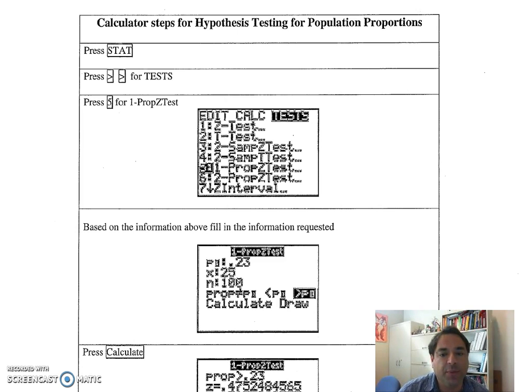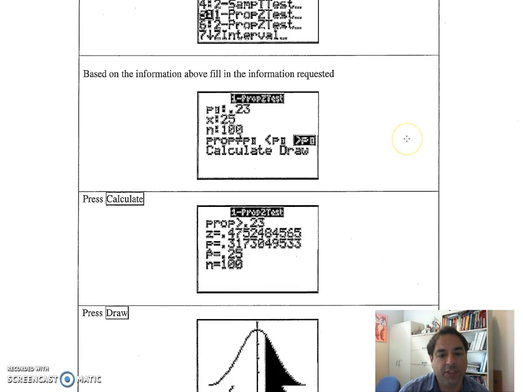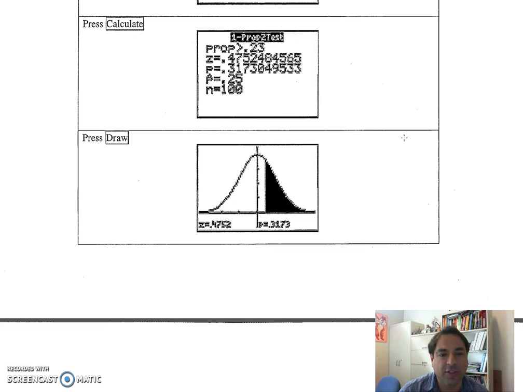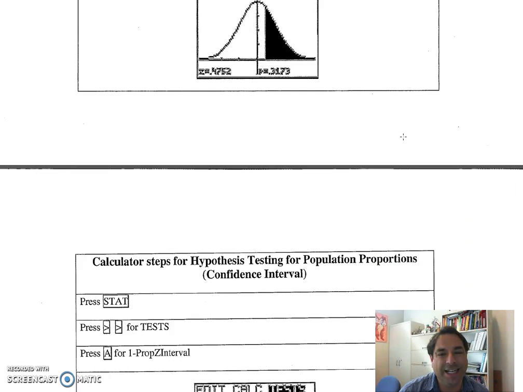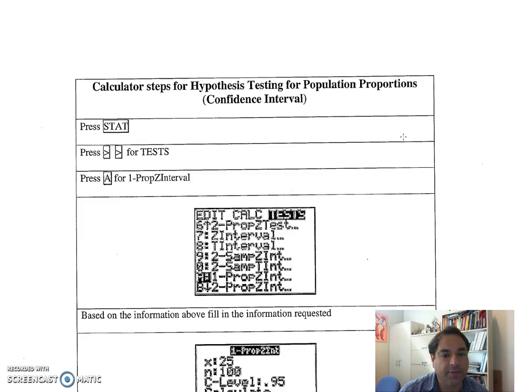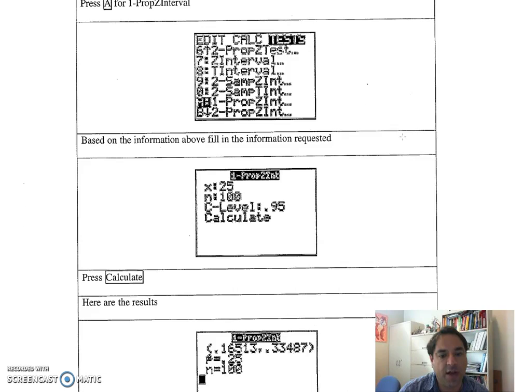On the previous example, all of the calculator steps are here in the notes, step by step. So if you have any questions, you can go step by step. Each calculator is a little different, but this one's for the TI-83/84. That was for the test. This is for the confidence interval.